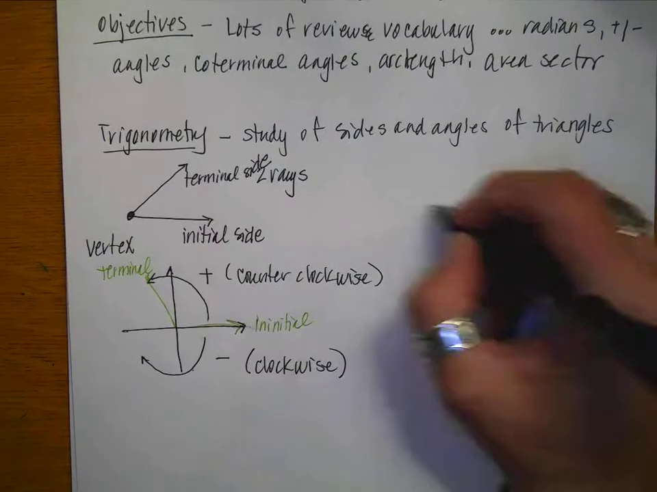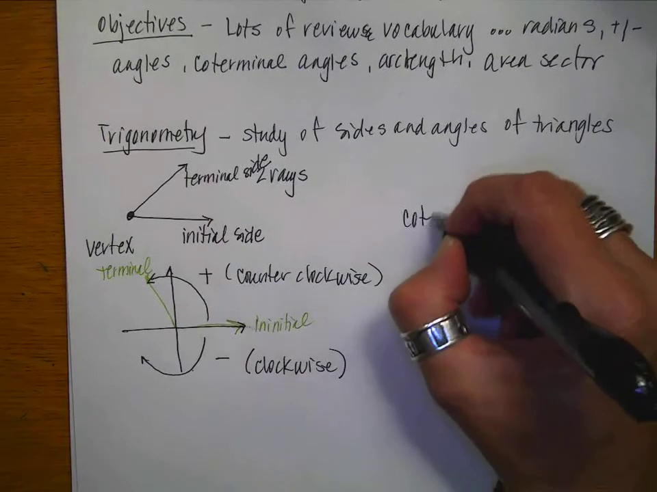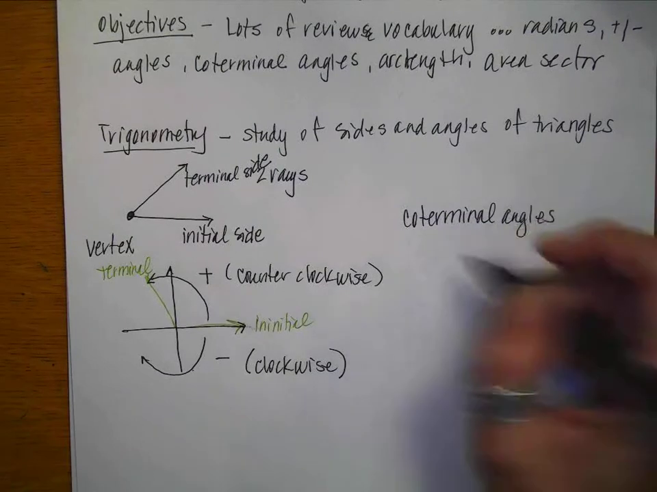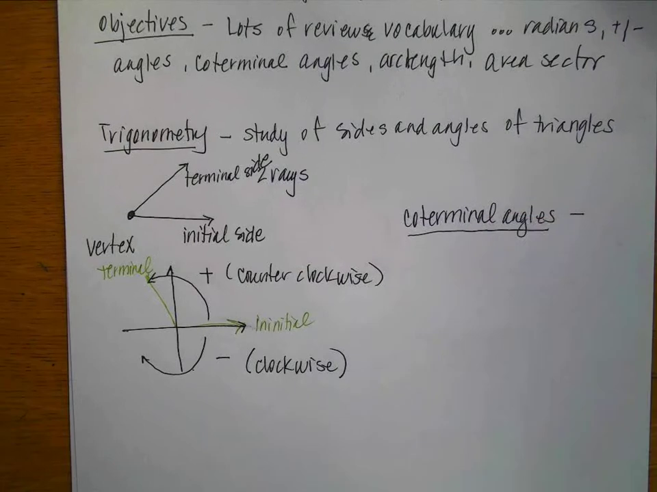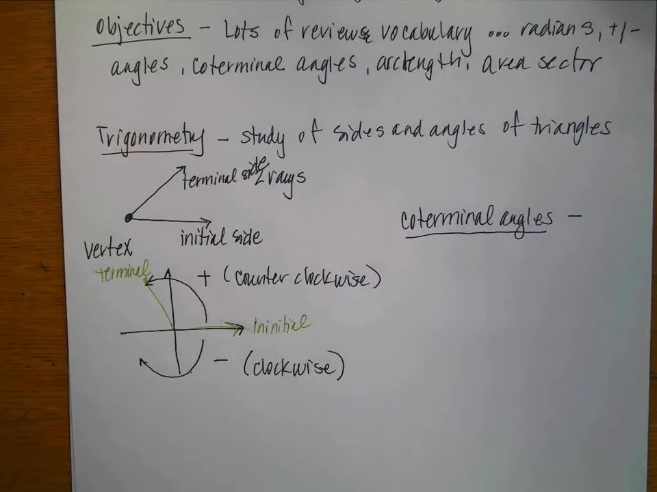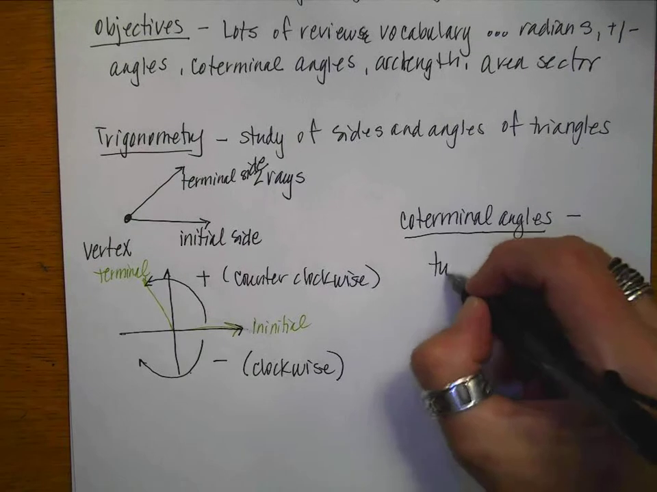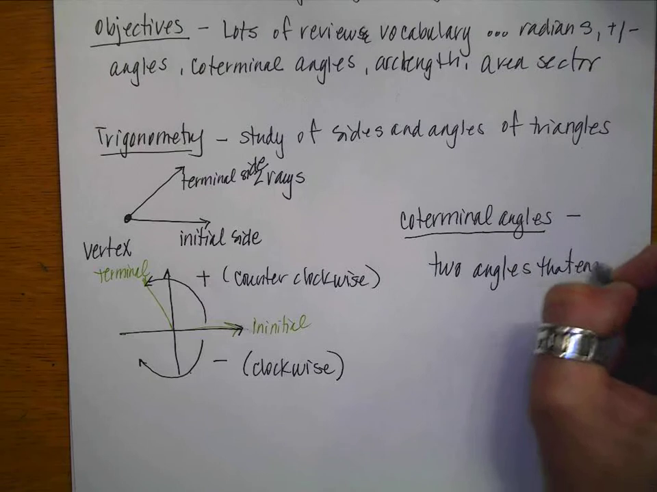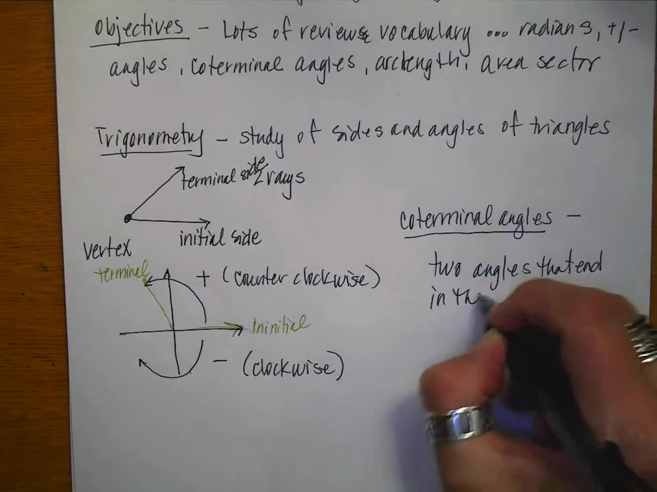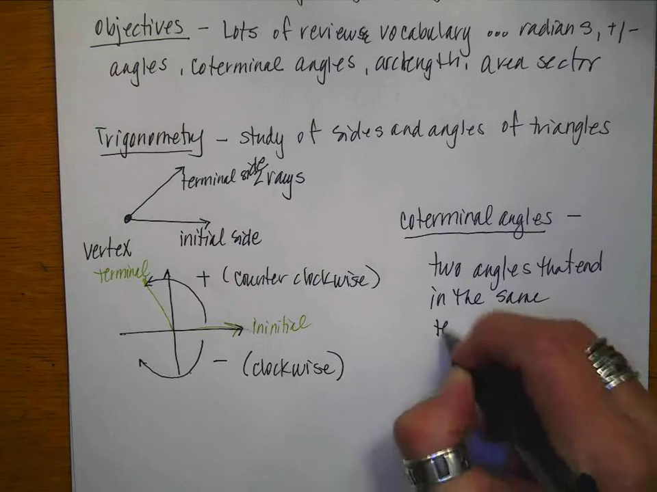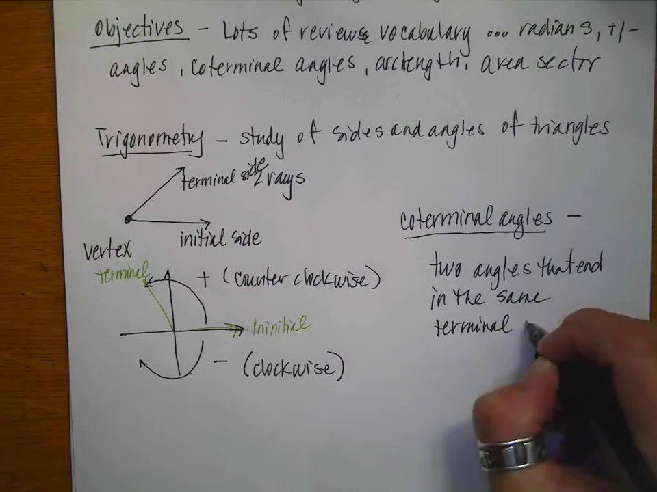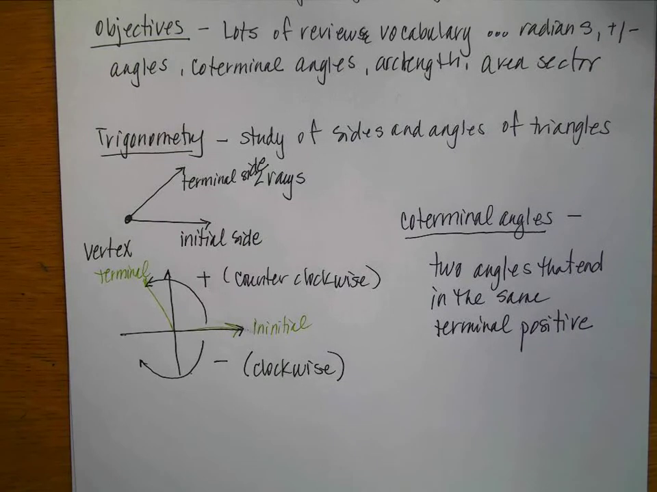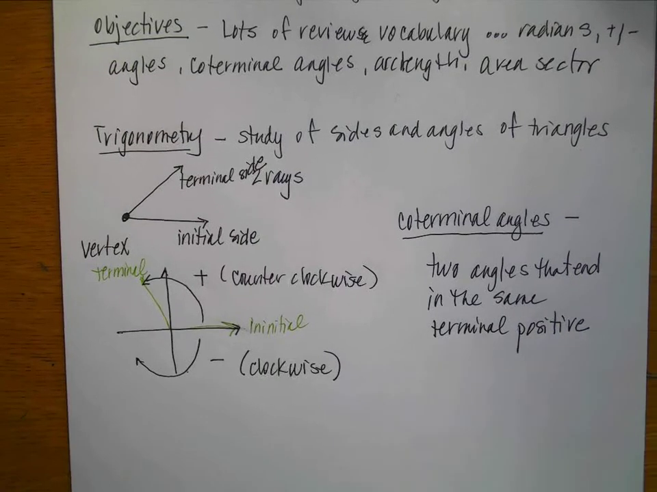Okay? The next vocabulary word that we want to think about are coterminal angles, and these are all words that you have heard in your previous math life, but we want to go back and re-chat about them. So coterminal angles are 2 angles that end in the same terminal position. And hopefully you can read my cursive. I tend to write cursive when I'm trying to write faster. All right? So here's what it might look like.